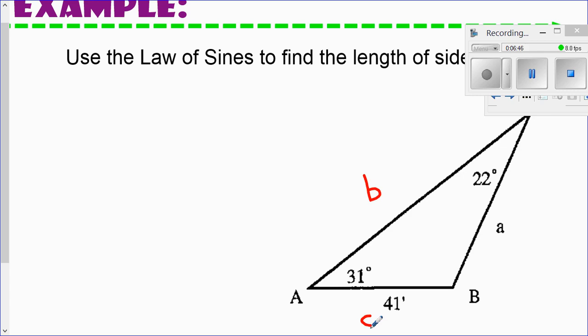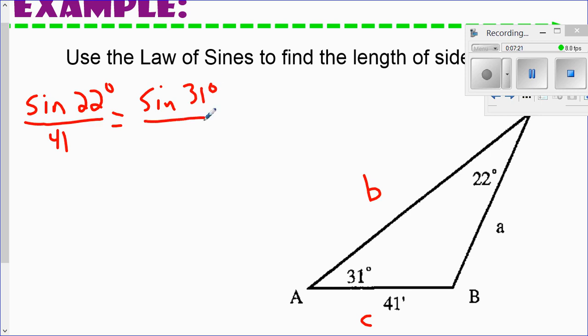So again, I want to use the information where I have the most information. So I'm definitely going to be using the 22 angle C and the side length. So I'm saying, using the law of sines, the sine of 22 over C, which is 41, is equal to the sine of, and remember I'm looking for side length A, so I'm going to use the 31, which is angle A, divided by A. So I'm going to cross multiply.